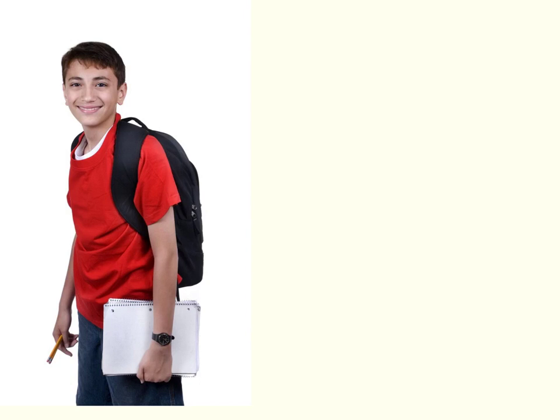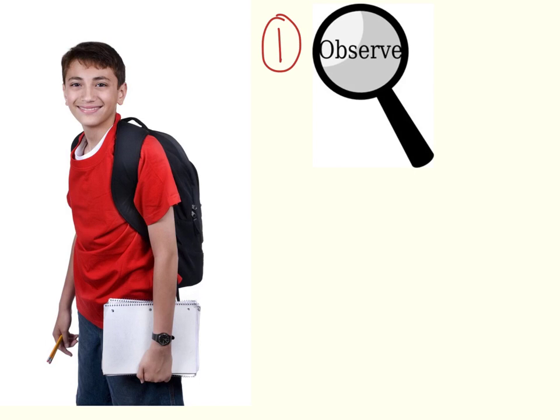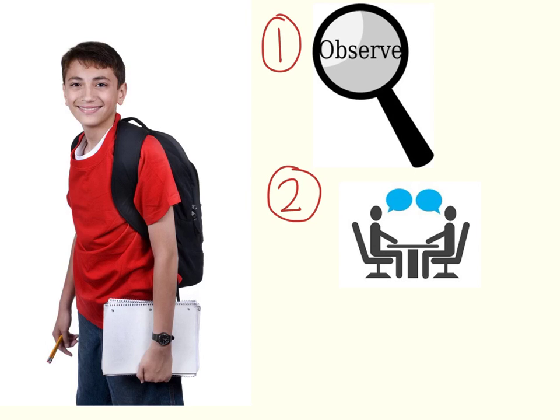To collect this information, Sean can use 3 different methods. The first is to simply carry out observations. Sean could stand at the school door in the morning and observe how his classmates arrive at school. The second method would be to conduct a survey through an interview. Sean could interview his classmates to find out how they get to school.